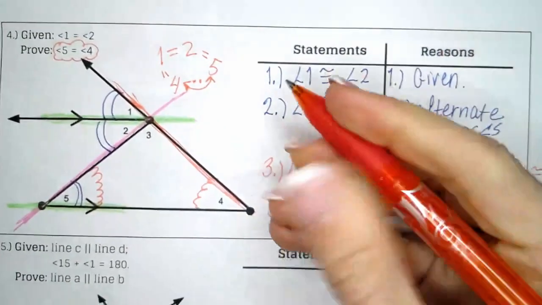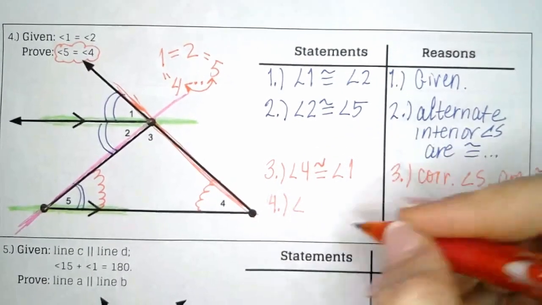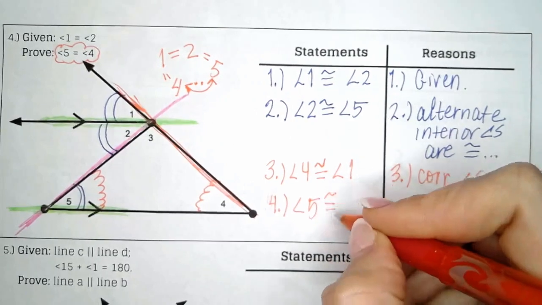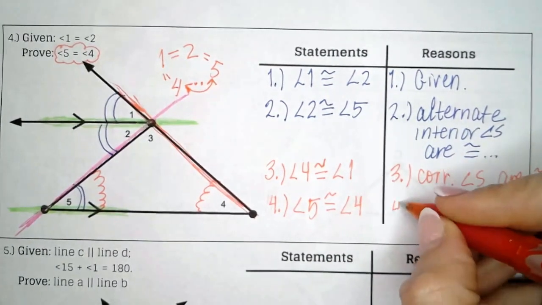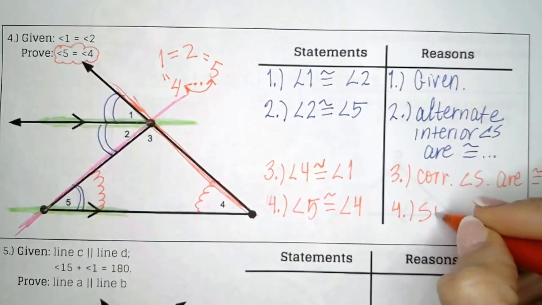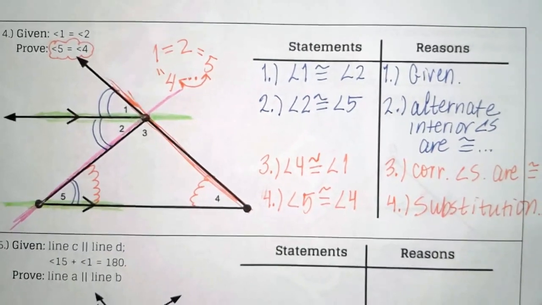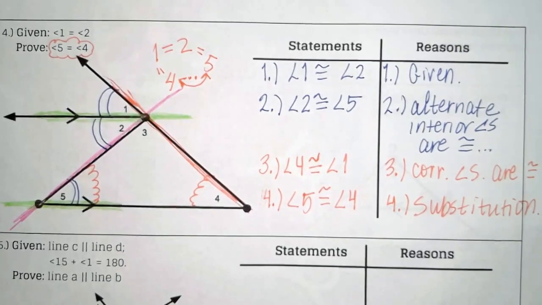So, last thing, number 5. Angle 5 is congruent or equal to angle 4. Why? Yeah, I'm going to say substitution. Sounds good to me. That's all it takes. Beautiful.